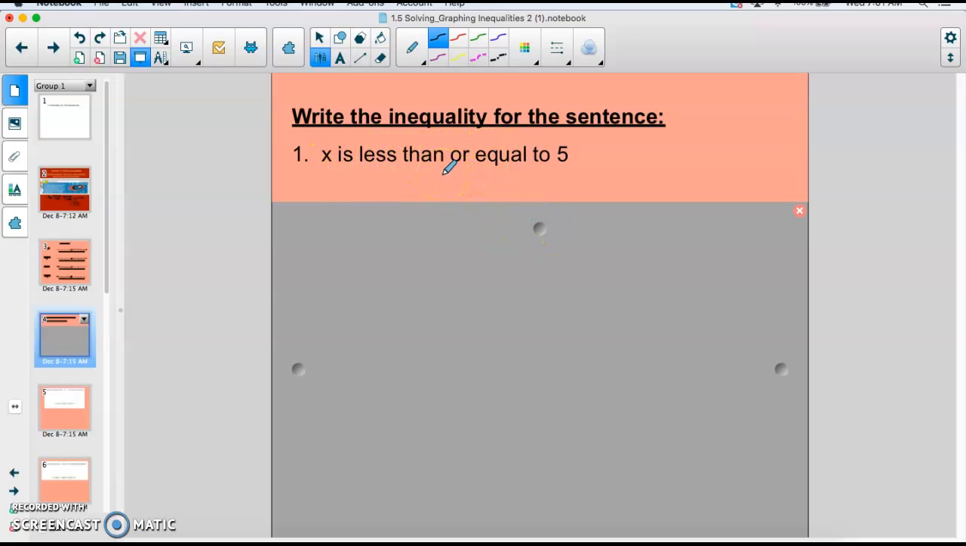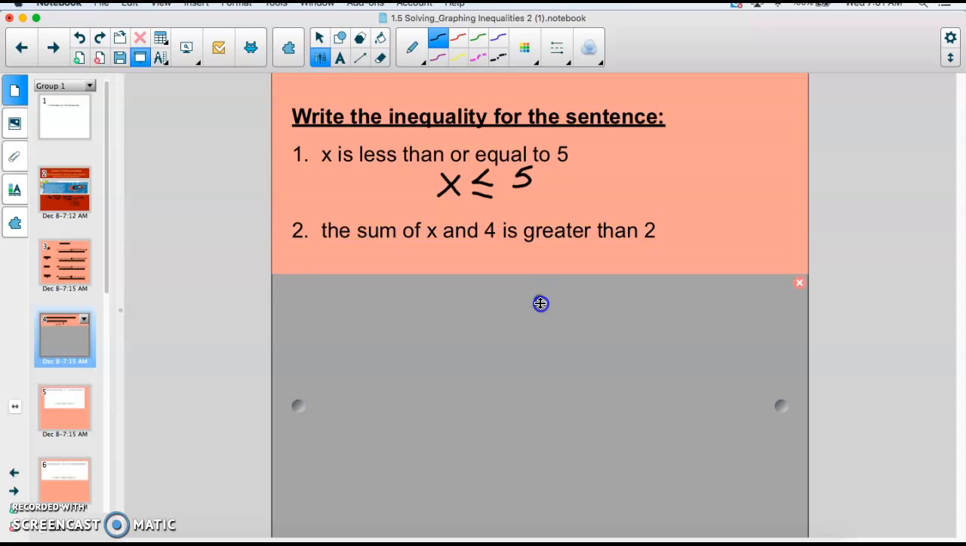Let's write the inequality that matches the sentence: x is less than or equal to 5. You can literally translate it as it's written. X is less than or equal to 5. Next, the sum of x and 4 is greater than 2. Sum means add, right? So x plus 4 is greater than, remember that Pac-Man needs the bigger number, 2.